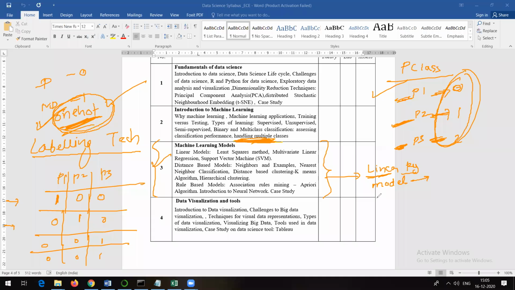Once that is done, I will show you how to deploy that particular model on the cloud. In real time, I will show you how to deploy it, so that from any location in the world you will be able to access my model.